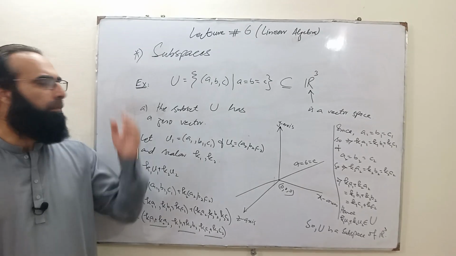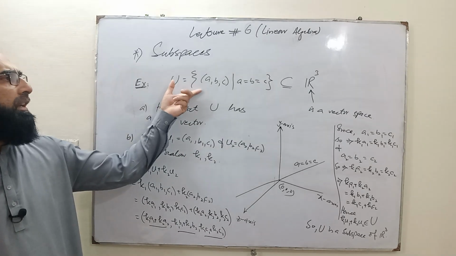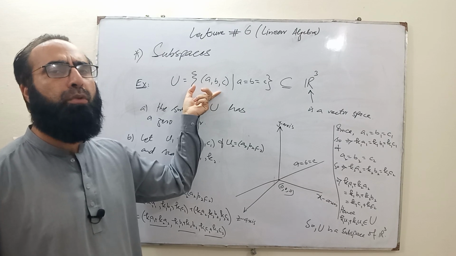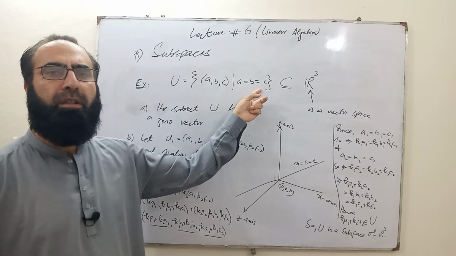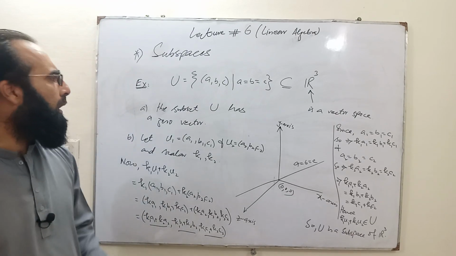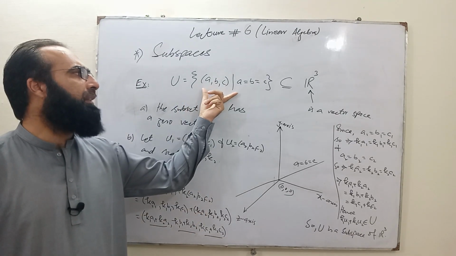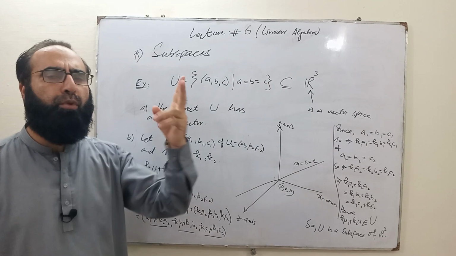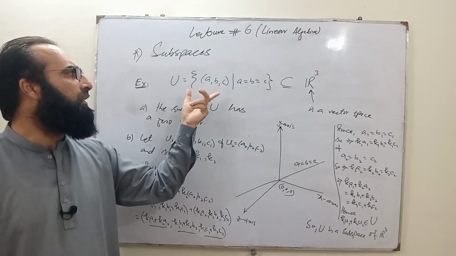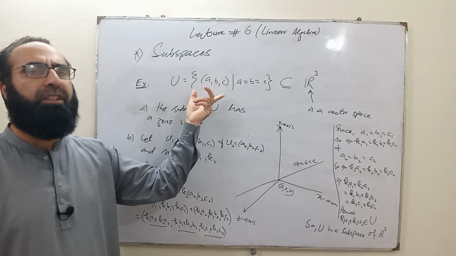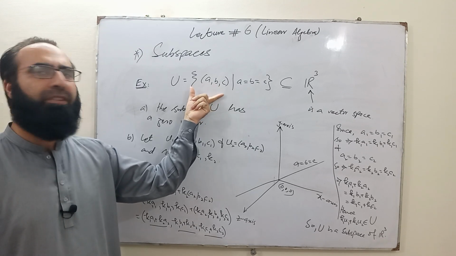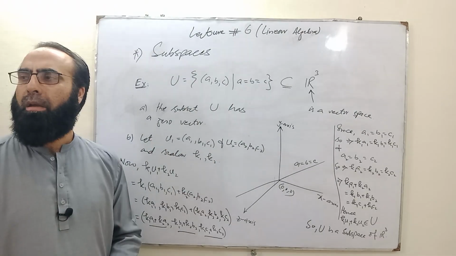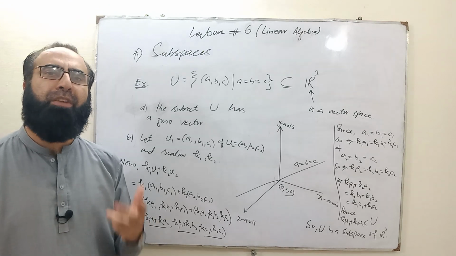In this example, U is a subset of R cube and this U subset contains those vectors whose components are equal. So we have to check whether this subset U is a subspace of R cube or not. So we have two ways. The first way is we have to check all those 8 conditions of a vector space to check this subset U. And the second way is to apply the theorem. And for a subspace, that theorem has only 2 conditions.